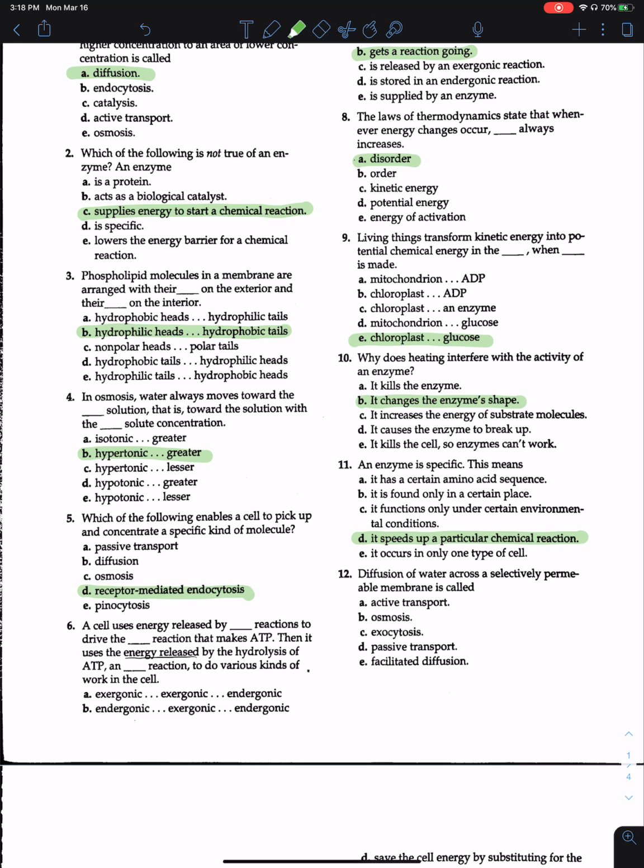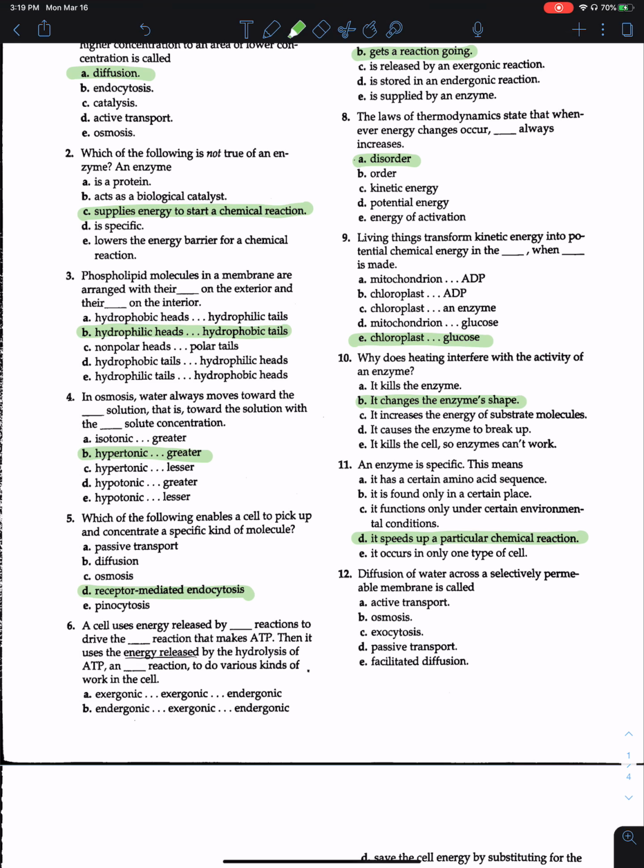With an enzyme being specific, what that means is that it has a specific function, as in it's used to do one specific thing. It's not that it only occurs in one type of cell. It's not that it's only found in one place. It's not that it only has a certain amino acid sequence, but rather it does one particular thing. And in this case, speeds up the particular chemical reaction that the enzyme is associated with. So there are specific enzymes that are associated with specific chemical reactions, and there aren't really situations where there's one enzyme and it can do like 6 different things, right? Not really how that works. So D is the correct answer here.